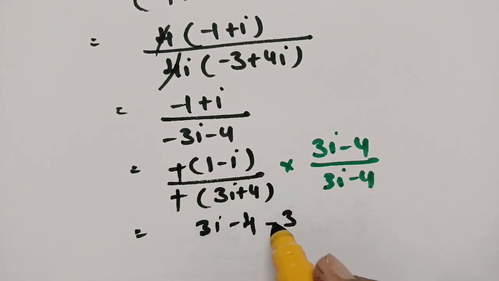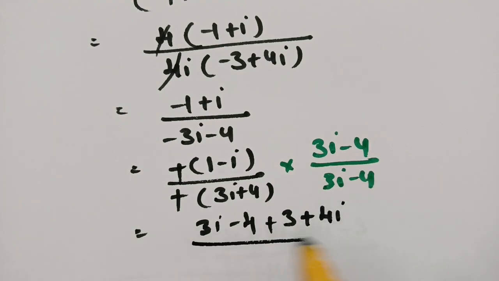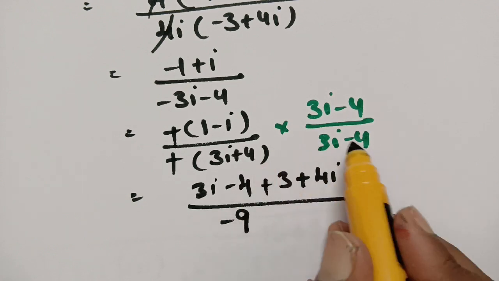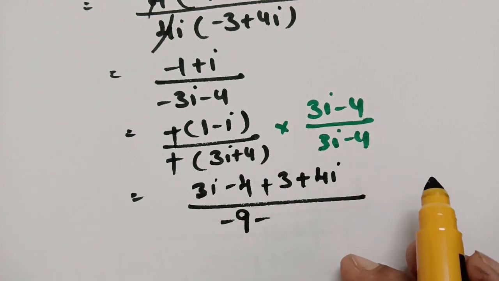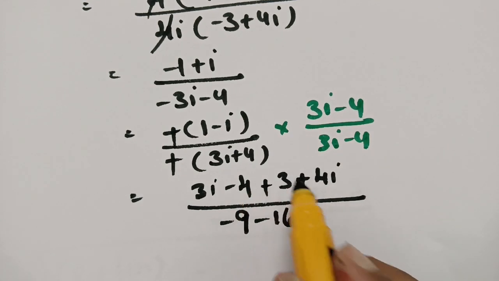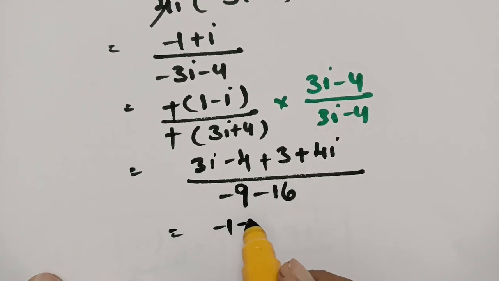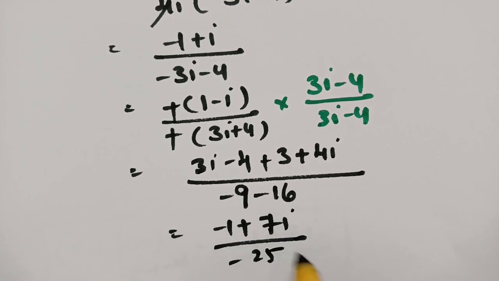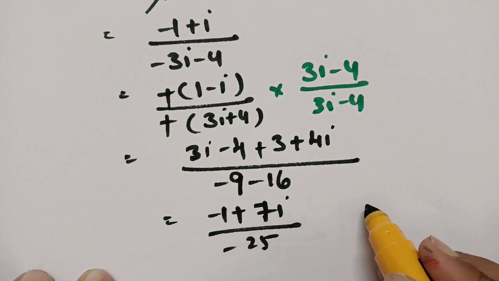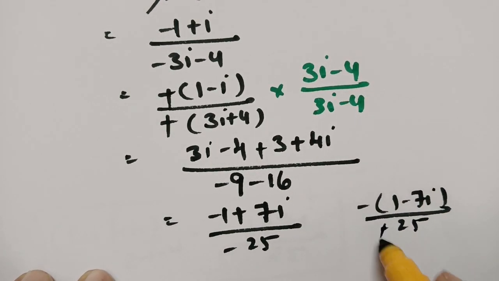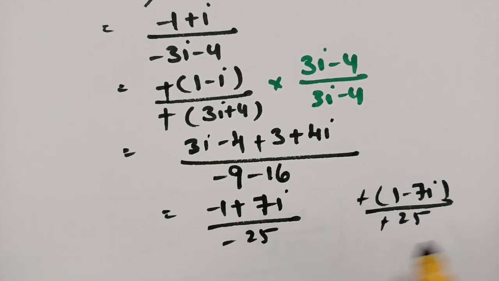minus 3. i square is nothing but plus 1. So if I multiply, this will be 4i. In the denominator, this is 3 square minus i square into 4 square. So 4 square is 16, and this is 16 minus 3... the value here is minus 1, and 3i plus 4i, the value is 7i by minus 25. If I take minus common, this will be 1 minus 7i by 25. If I cancel this one, we got the residue value.